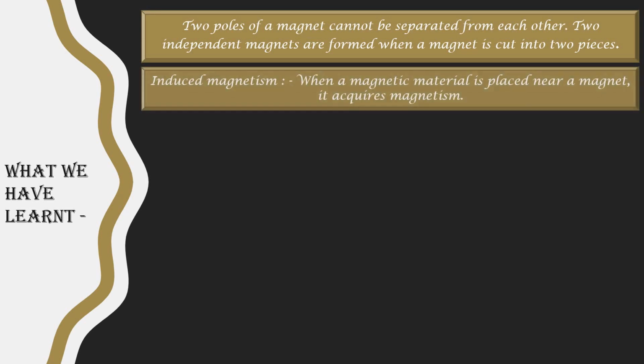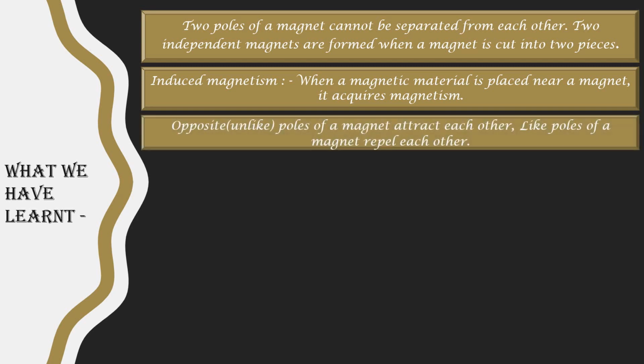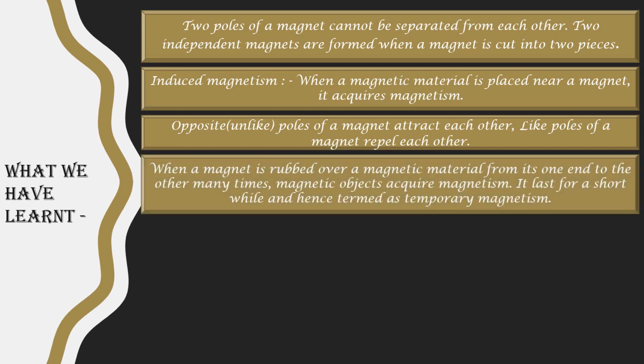And when a magnetic material is placed near a magnet, it acquires magnetism, and this magnetism is called induced magnetism. Opposite, that is unlike, poles of a magnet attract each other while like poles of a magnet repel each other. And when a magnet is rubbed over a magnetic material from one end to the other many times, magnetic objects acquire magnetism, and it lasts for a short while and hence is termed temporary magnetism.